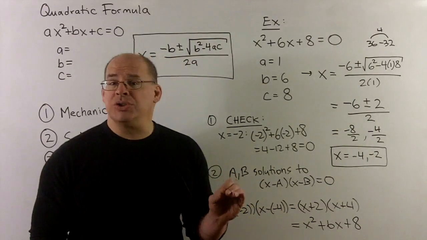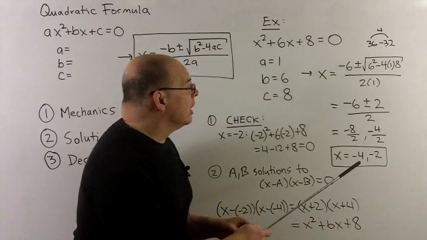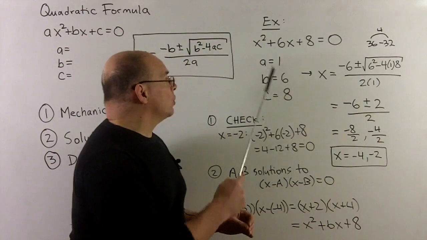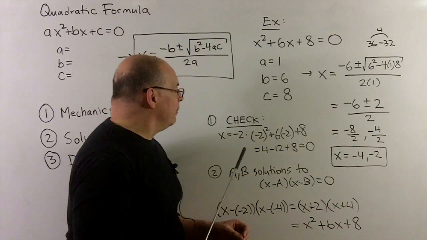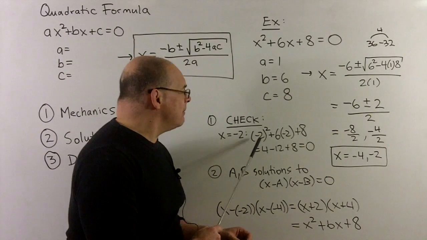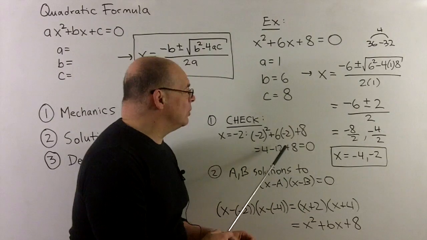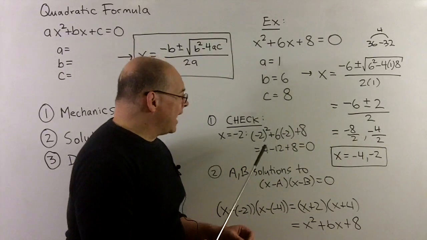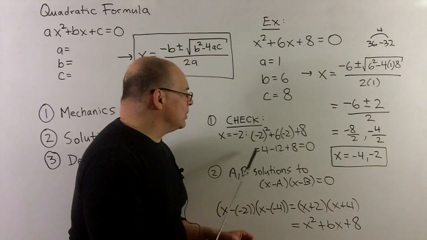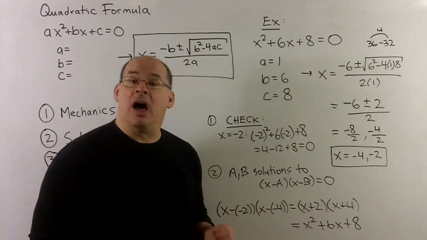Now, these are solutions to an equation, so of course we should check if we can. I'll check the minus 2. So I put the minus 2 back in the original. The minus 2 goes in with parentheses so I don't mess up the negative sign. We have minus 2 squared plus 6 times minus 2 plus 8. That gives 4 minus 12 plus 8, which definitely goes to 0. And then I'll let you check the other solution.